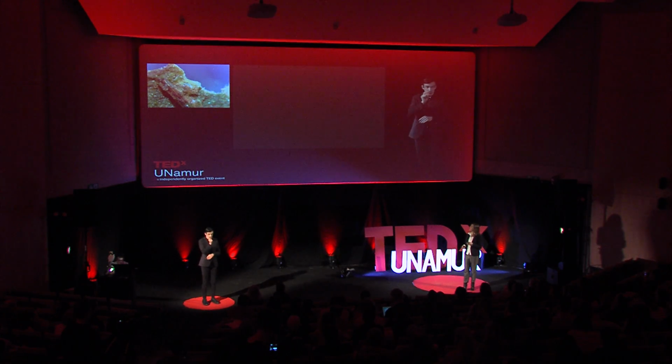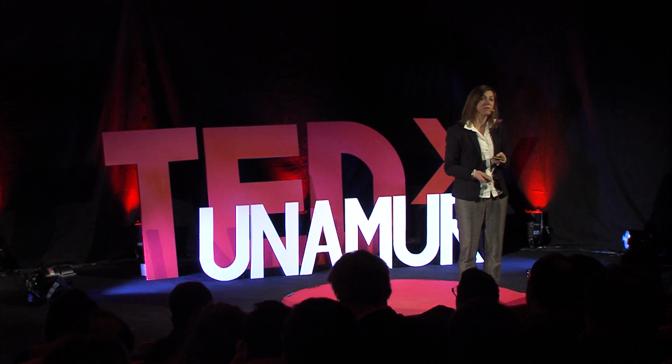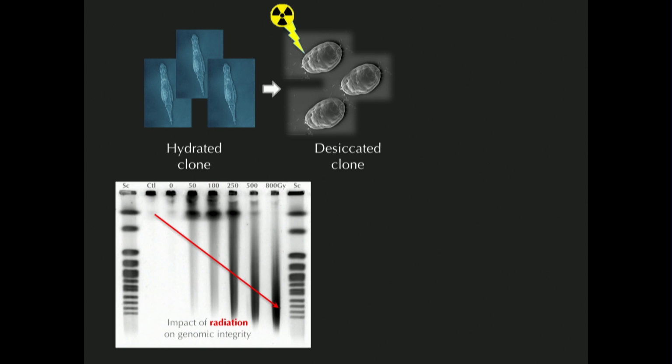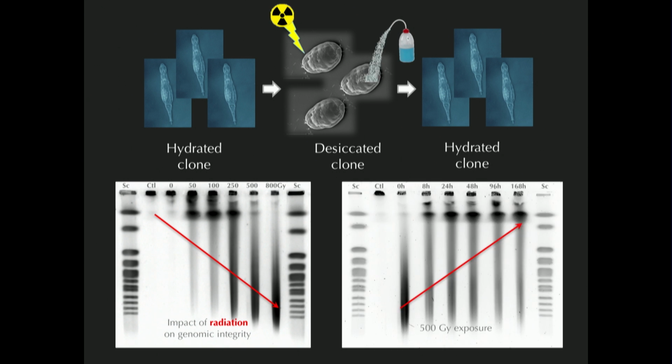So we took again a female, we dry it up, we add proton radiation, and what happens? DNA gets completely broken. And these 800 gray of proton radiations are huge doses. There are no living cells that can survive this. But what's amazing here is you really see the DNA is completely broken. And when we rehydrate these females, 99% of them survive. So they come up off drying with a completely broken DNA without problem. And then they start to repair.